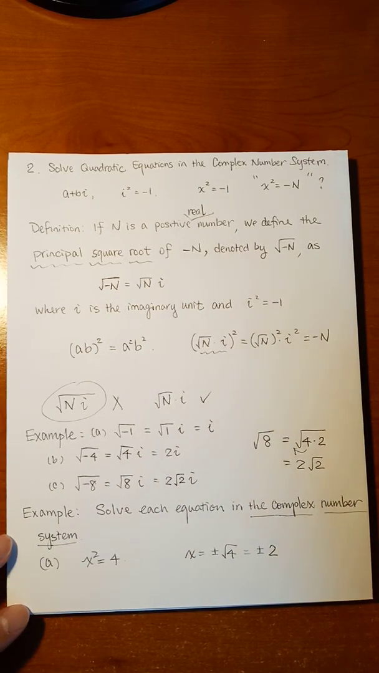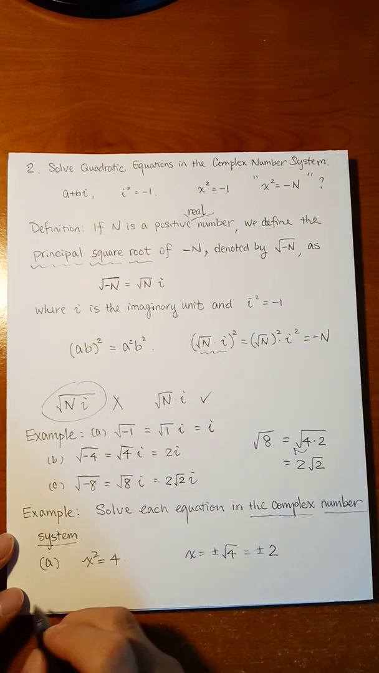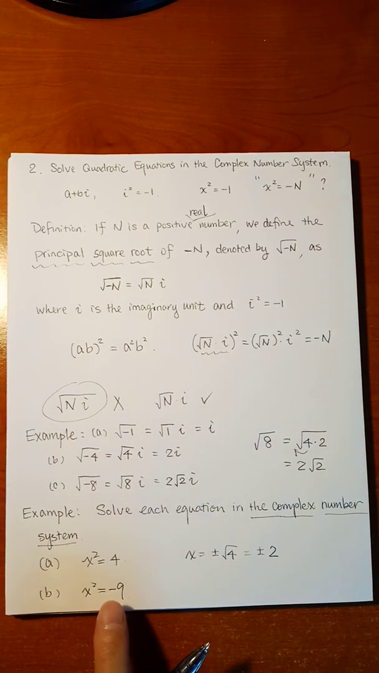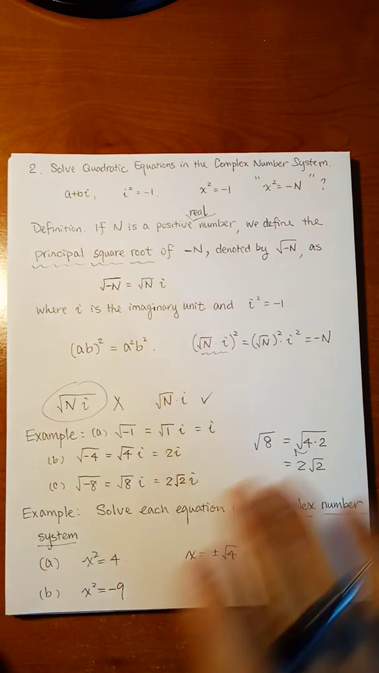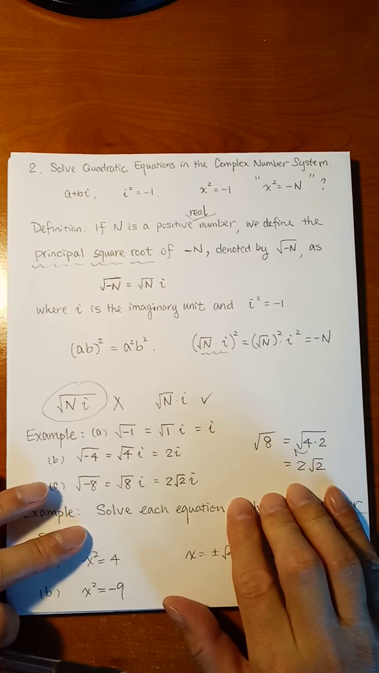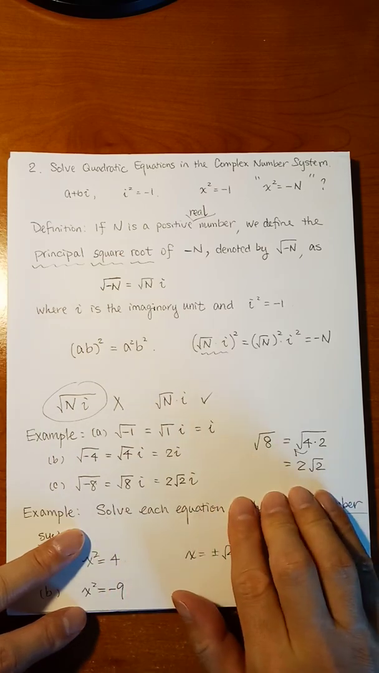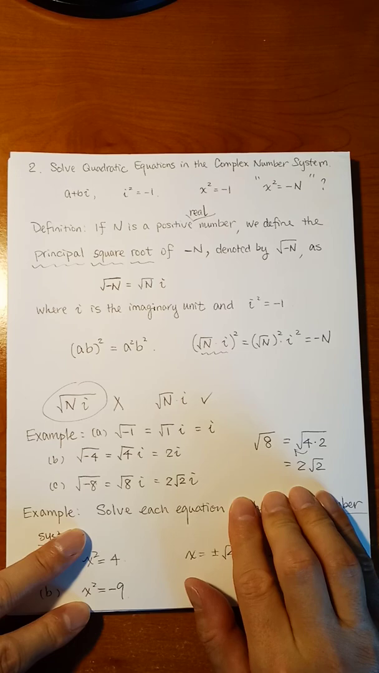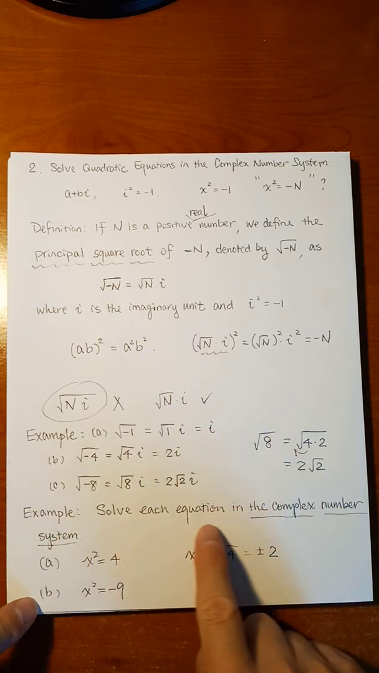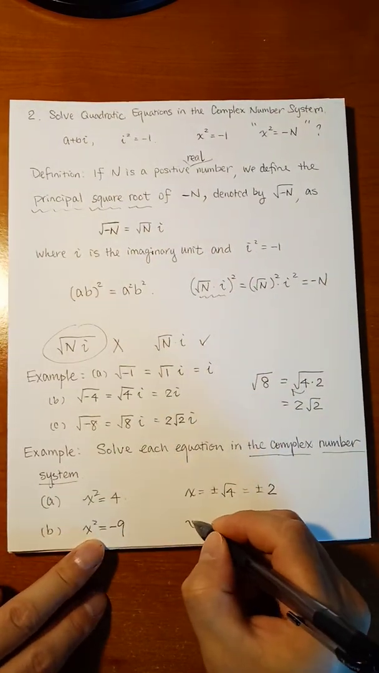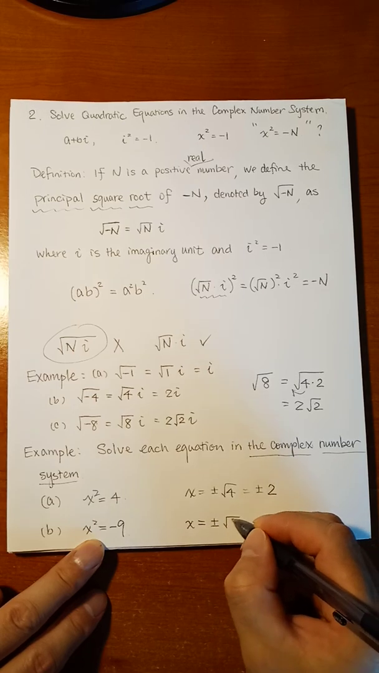It doesn't matter whether it's in the complex number system or the real number system. B: x squared is equal to -9. If you get this equation in a problem with the requirement to solve each equation, then this one has no solution. Okay, am I clear? So if you only have the question 'solve each equation' and you see x squared equal to -9, it has no real solution. And that's it. But if you see 'solve the equation in the complex number system,' you're supposed to use this definition we just discussed. So x is equal to plus or minus the square root of 9 times i.